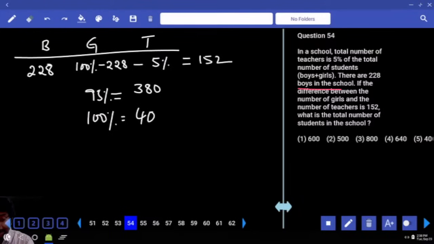How much? If you still have any doubt, you can go with reverse engineering. If 100% is 400, 95% means subtracting 5%. What is 5% of this number? 20. Subtracted. Is that equal to the previous number? So 400 is the final answer. Okay?